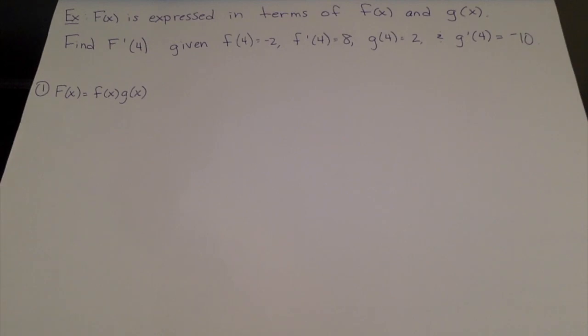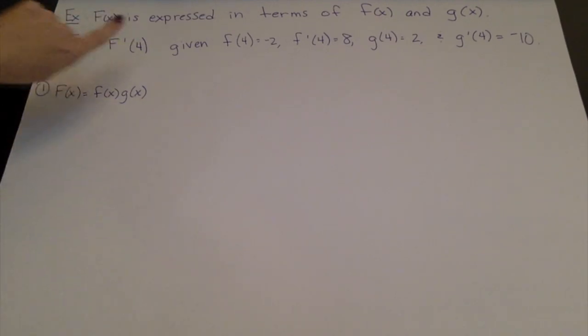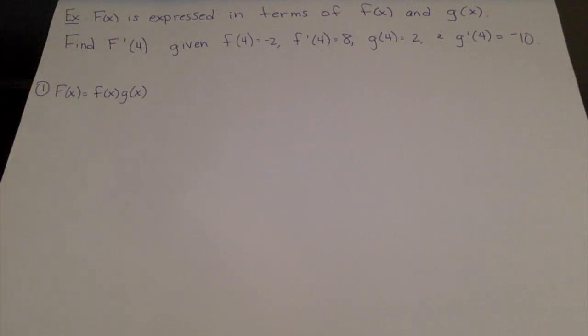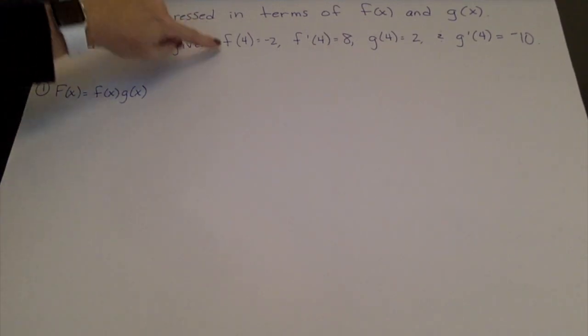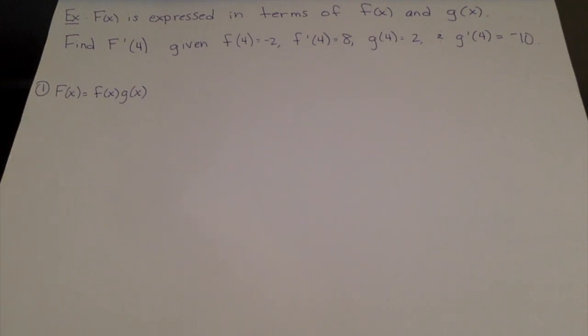We're going to look at a problem like this, where we have capital F of x is expressed in terms of little f of x and g of x. We're going to find F prime of 4, given that f of 4 is negative 2, f prime of 4 is 8, g of 4 is 2, and g prime of 4 is negative 10. And the first problem says that big F of x is equal to f of x times g of x.